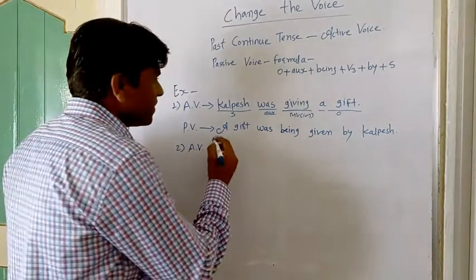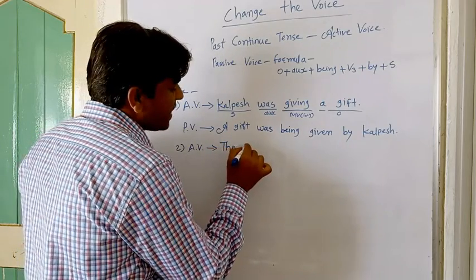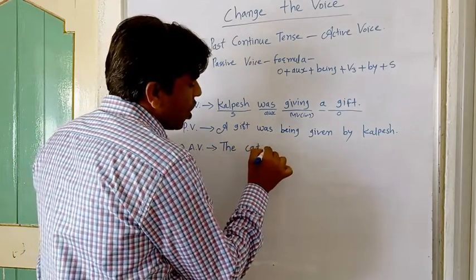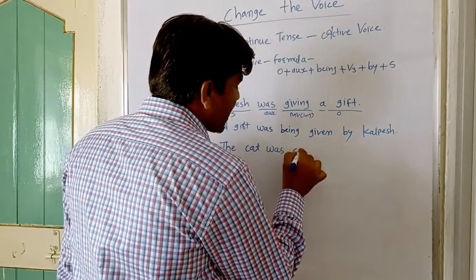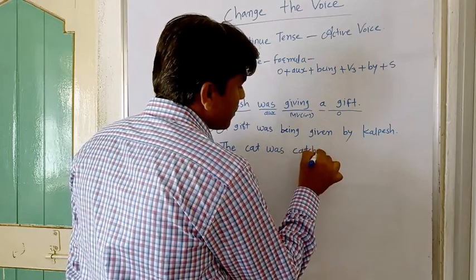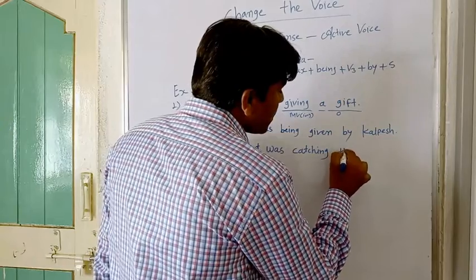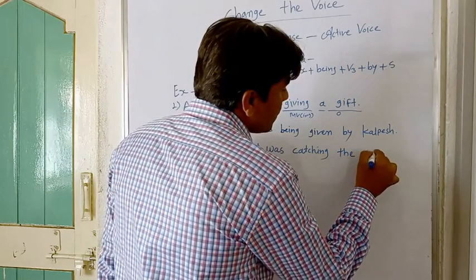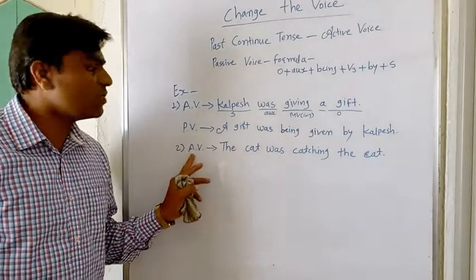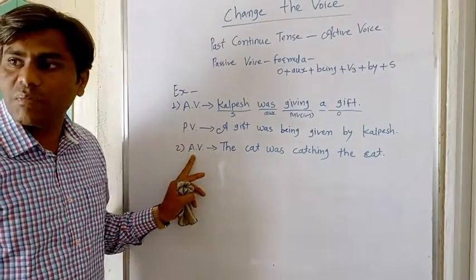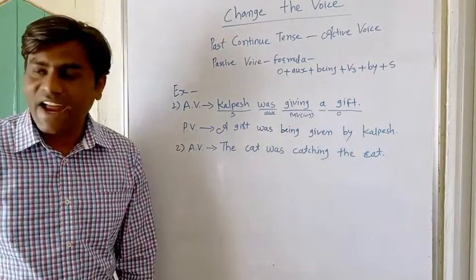The active voice is: the cat was catching the rat. Okay, the active sentence here is in the past continuous. The cat was catching the rat.